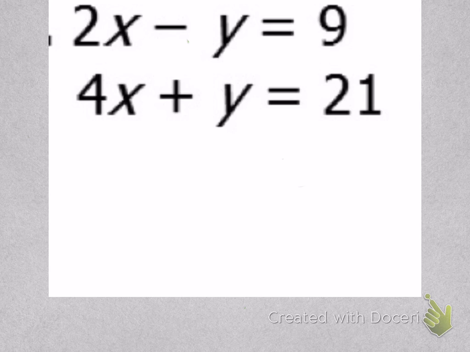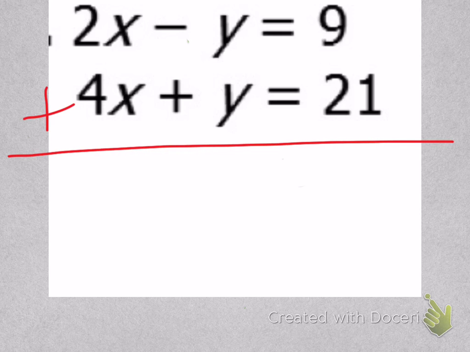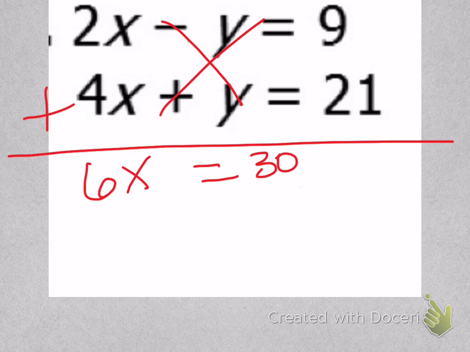Okay, let's look at this example. I can see my y's are going to cancel out. Negative y plus y. So I'm going to draw my line, make my addition sign. Cancel those out. So I have 2x plus 4x, which is 6x. 9 plus 21 is 30. So 30 divided by 6 is 5. So x equals 5. And once again, it doesn't matter which one you plug it into.